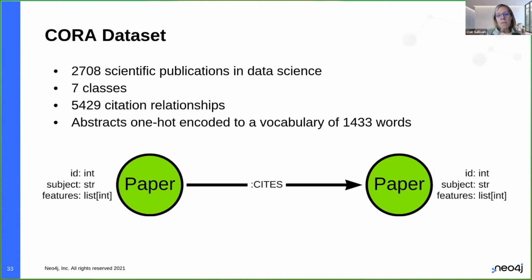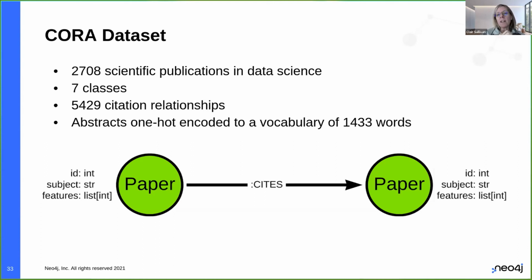Okay, so our graph model looks like what we see here. Very simple. A paper cites another paper. That's it. My paper nodes can have 3 possible properties: an ID, which is an integer. They have a subject, which is that class, so was it generative learning or probabilistic models? And then they have features, which are those one hot encoded vocab words.